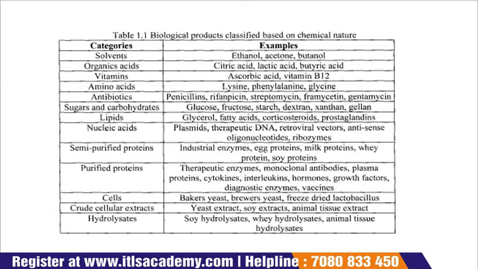The next is purified proteins. Examples are therapeutic enzymes, monoclonal antibodies, plasma proteins, cytokinins, interleukins, hormones, growth factors, diagnostic enzymes, vaccines. The next is cells. The examples are Baker's yeast, Brewer's yeast, freeze-dried lactobacillus. Then the second last category is crude cellular extract. The examples are yeast extract, soya extracts, animal tissue extract, and the last category is hydrolysates. The examples are soya hydrolysates, whey hydrolysates, animal tissue hydrolysates.